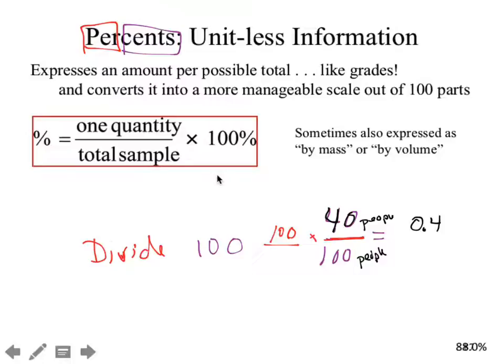Divide by 100. So when we multiply by 100%, what are we multiplying by? 1. So it's not really changing the meaning, but multiplying by 100% gets us what? What does it introduce? A percent sign, our unit. If we do that multiplication, what does our answer become? 40%.